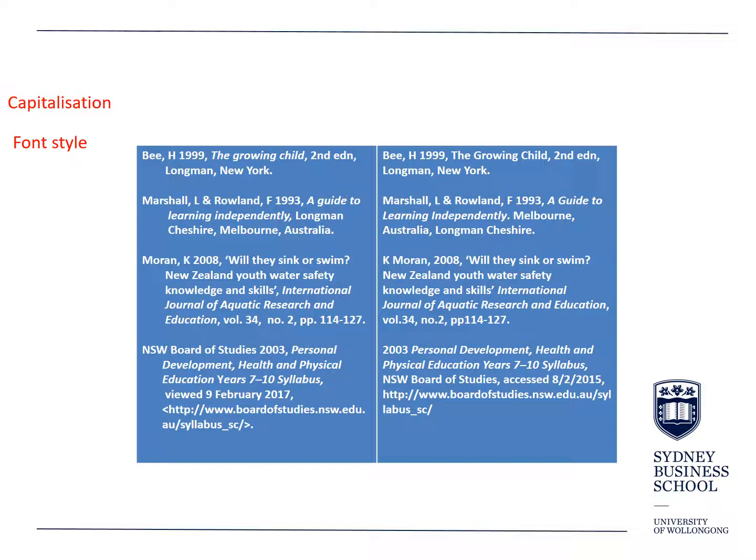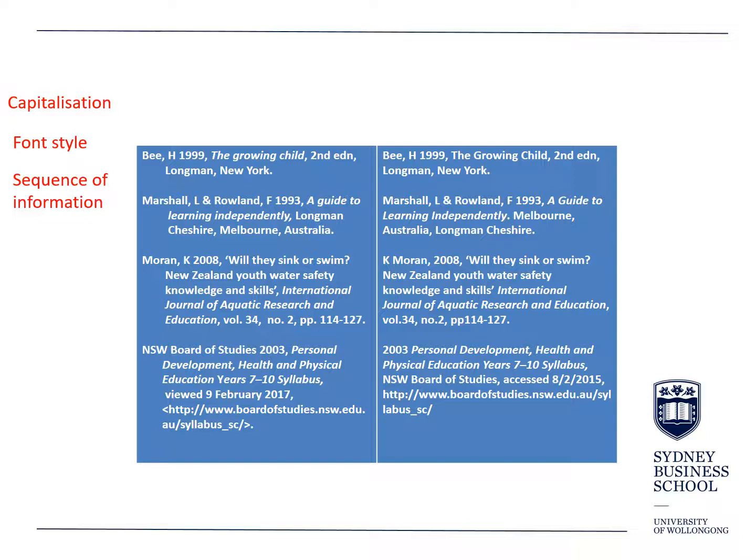Please have a look now at the second entry by Marshall and Rowland. This too is a book. On the right-hand side, we have capitals, and we know that that's wrong. And we have Melbourne, Australia, followed by Longman, Cheshire. And that's incorrect. Longman, Cheshire is the publisher and they go first. So the sequence of the information matters.